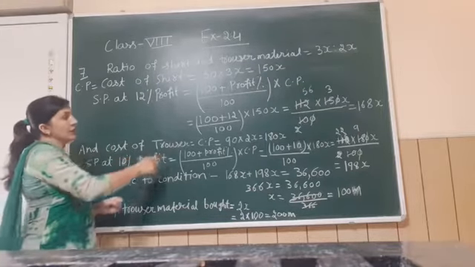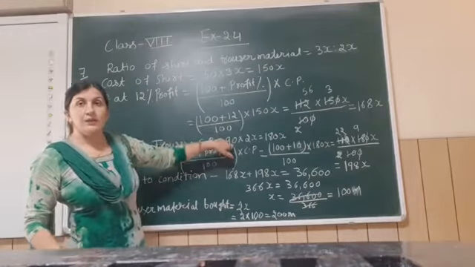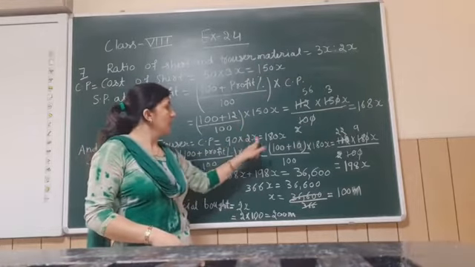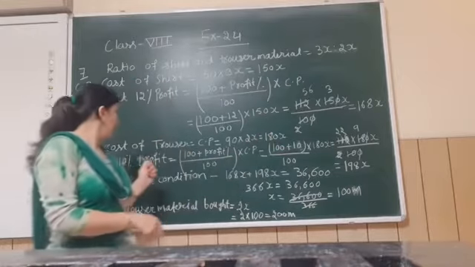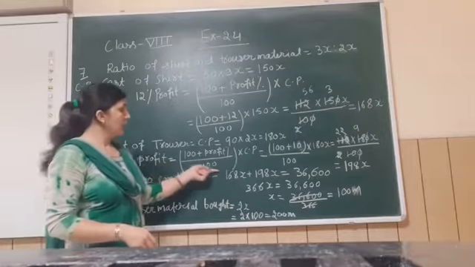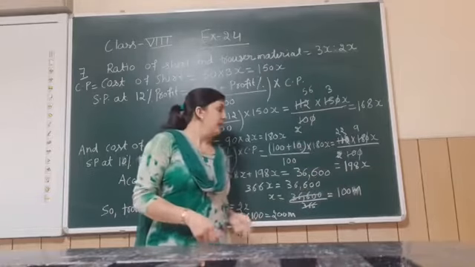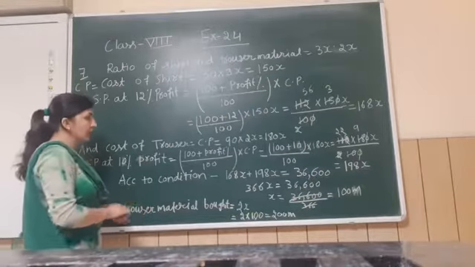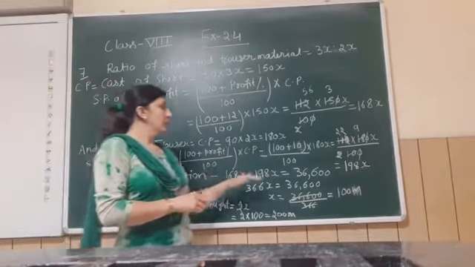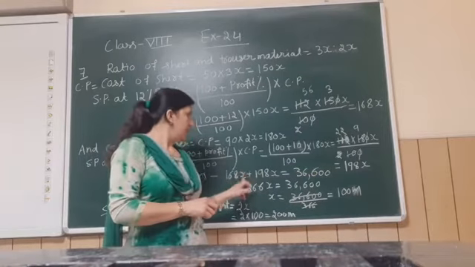Now we come to the trouser. Cost of trouser, we call it CP, is 90 rupees per meter, multiply material is 2x, so 90 multiply 2x is 180x. Now we find the SP at 10% profit, same formula, and after calculation we get 198x. Now according to the given condition, when we add the SP of shirt and the SP of trouser, they say that the total sale is 36,600. So this is also the total sale.